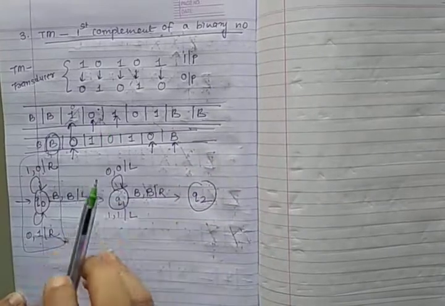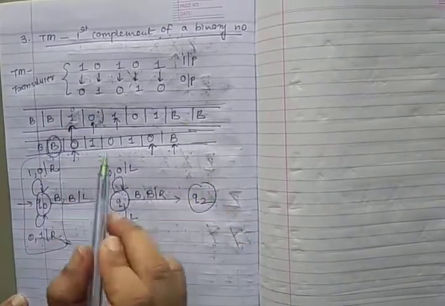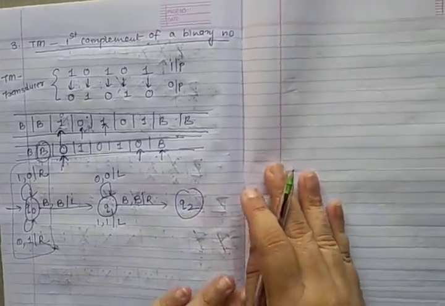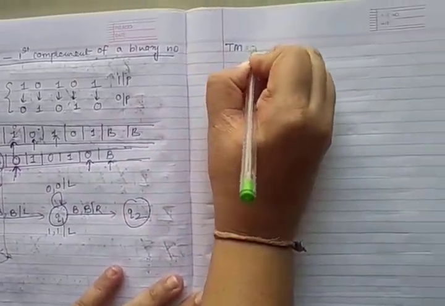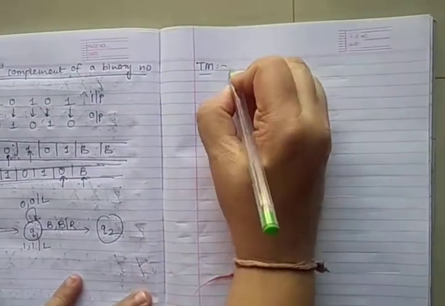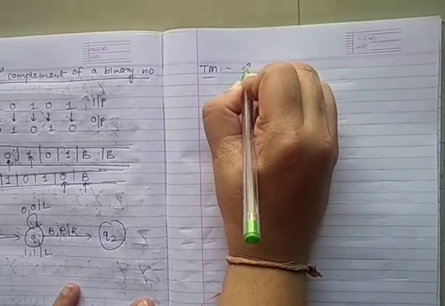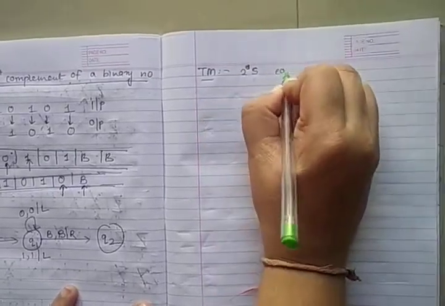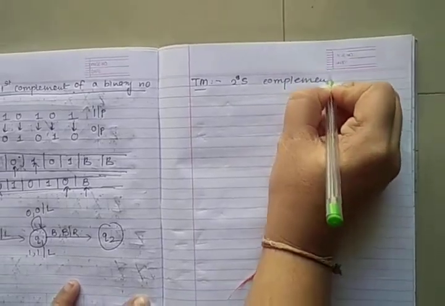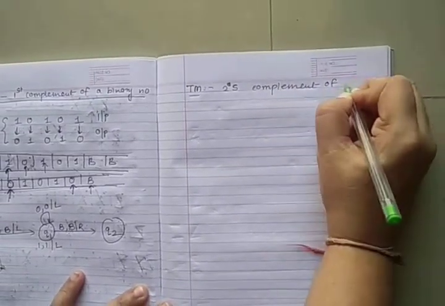Right? So initially when our input was written onto the tape, the read write head is here. When we write the logic, when we convert all ones into zeros and zeros into 1, this is what output is generated and the read write head is here. So this is one example. Now the next example is, let's construct a Turing machine which finds the 2's complement of a binary number.